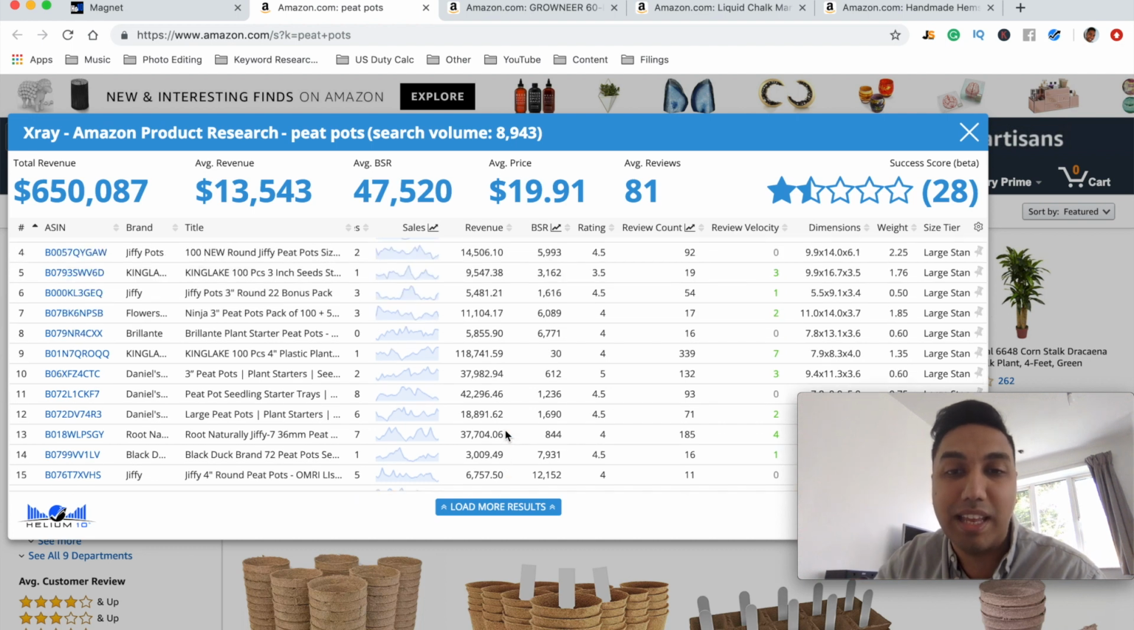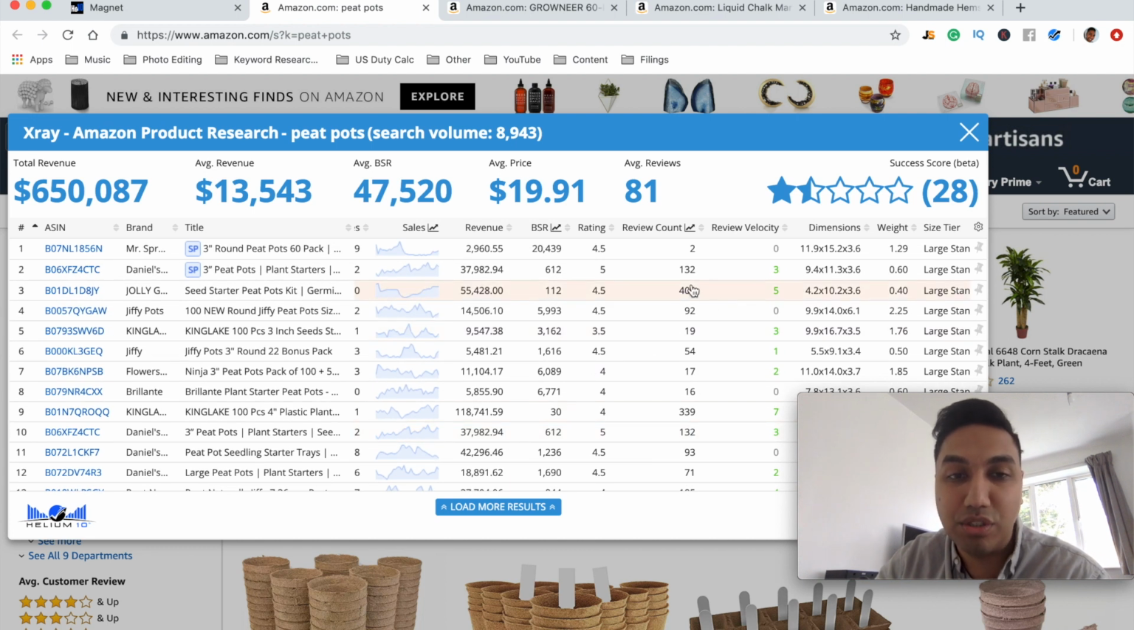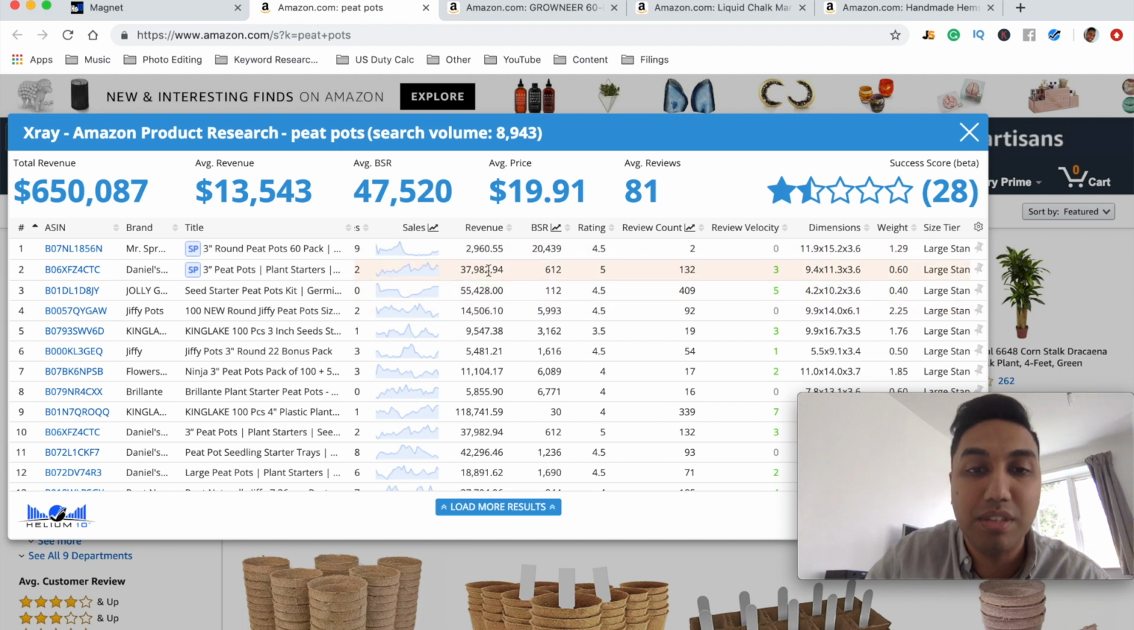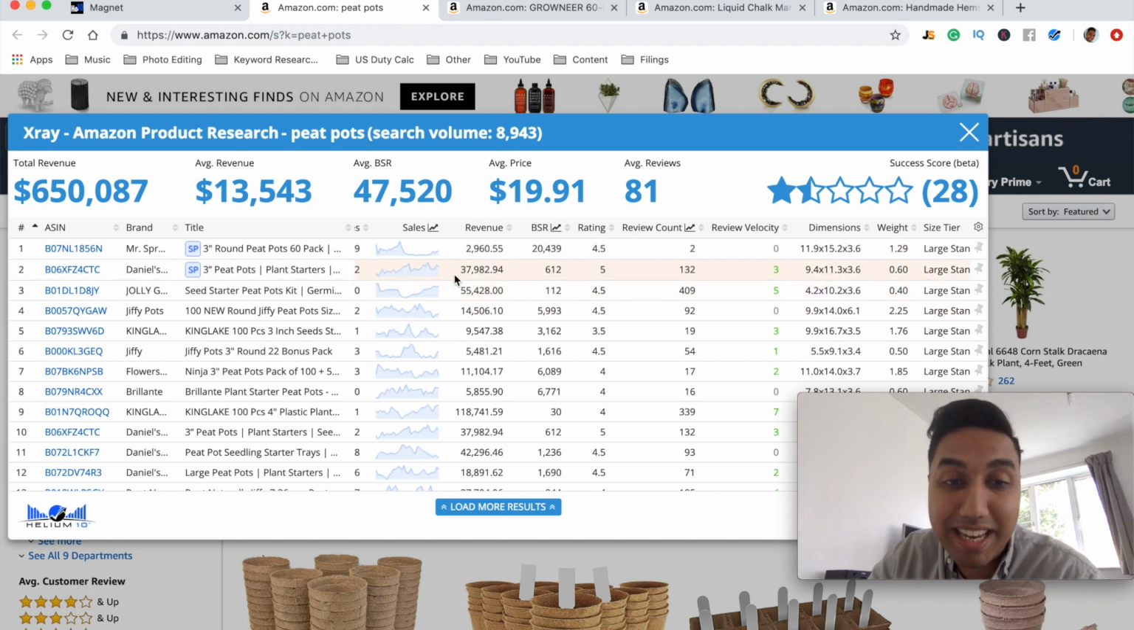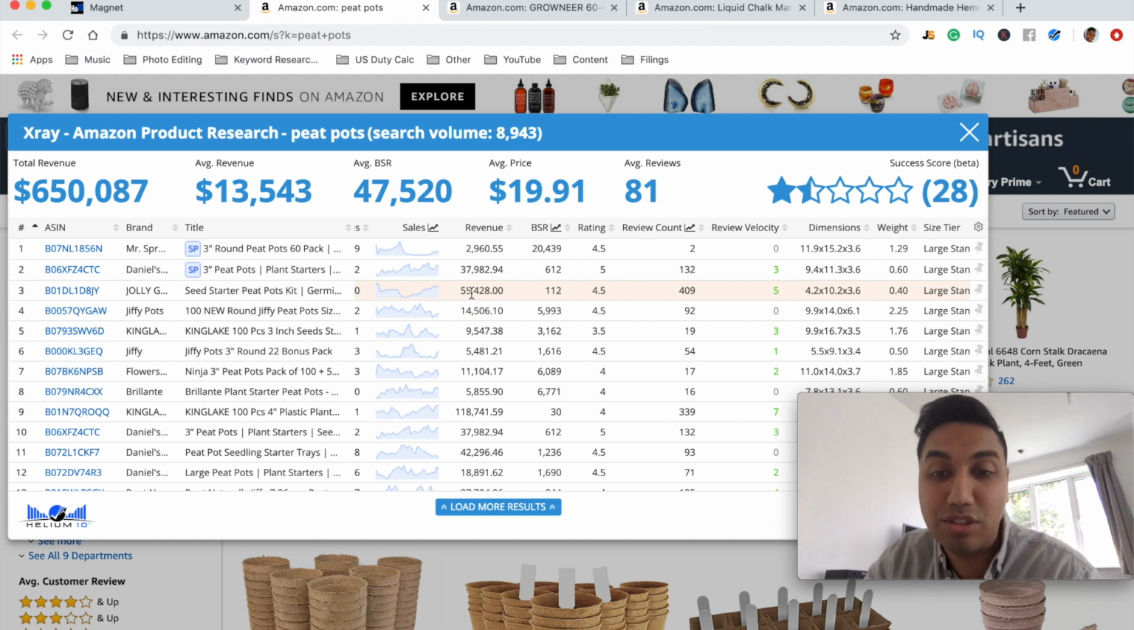And when they start getting into the high numbers like the 409 or the 132 reviews, you can see the insane amount of revenue that they're making. That's just under $38,000 over there, and this is just above the $55,000 a month mark. So they are doing extremely well. So that's what you want to do.